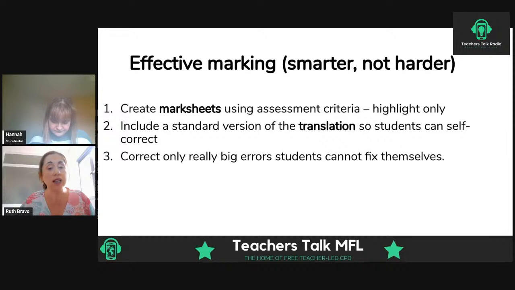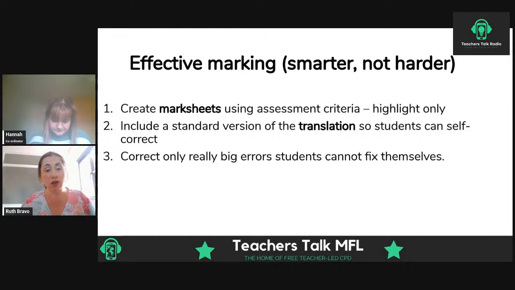We have added a standard version of the translation for the writing paper, because it means that instead of us correcting the errors on the exam paper, we do ticks and crosses on the table, and then students have to be the ones making the effort and going from their answer to their mark sheet and actually compare.